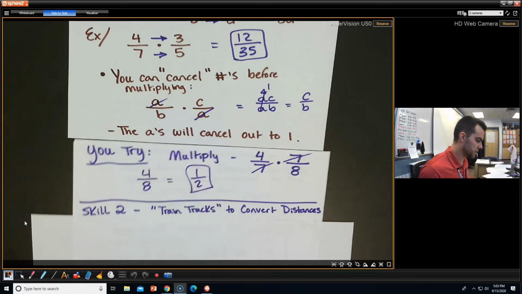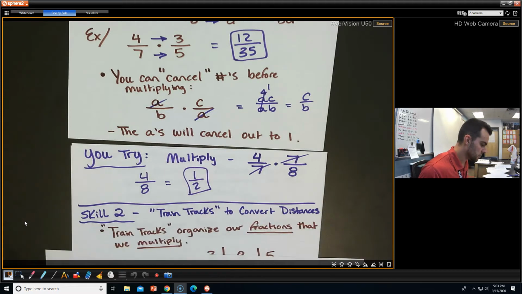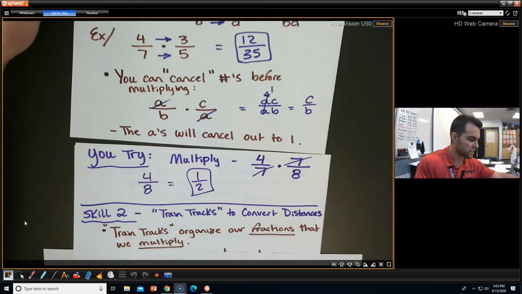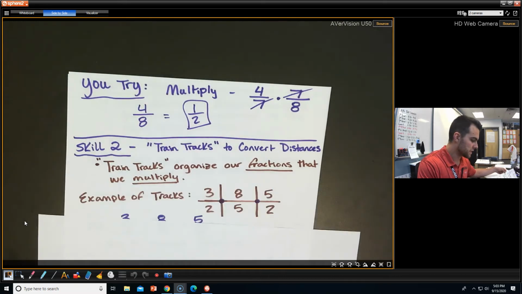All right, so let's actually see the train track method. So this is skill 2. What is a train track method, and what does it have to do with converting distances? Okay, so the train tracks are just a way to organize the fractions that we multiply. Just like we did up here, that's really what the train tracks are setting out to do. Okay, so let's see that.